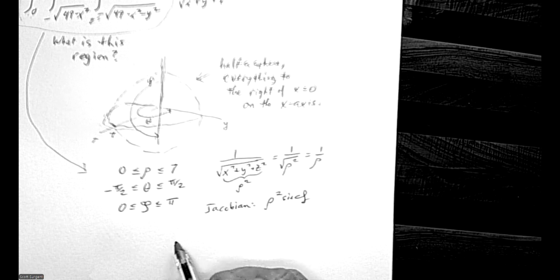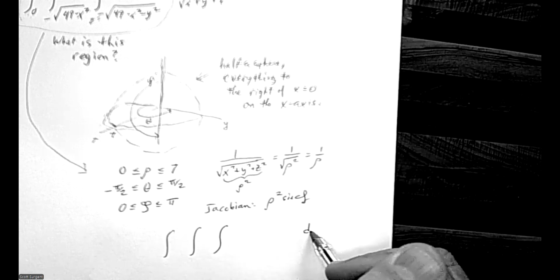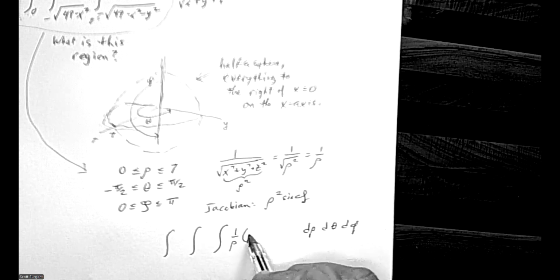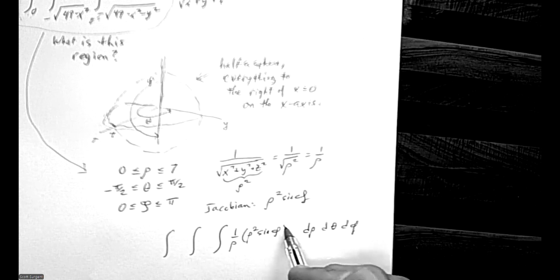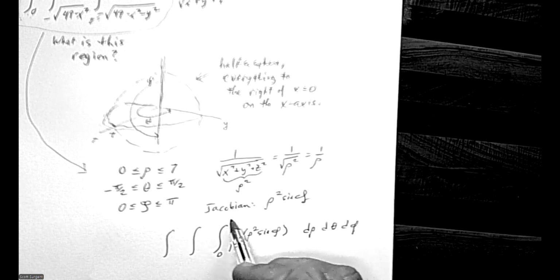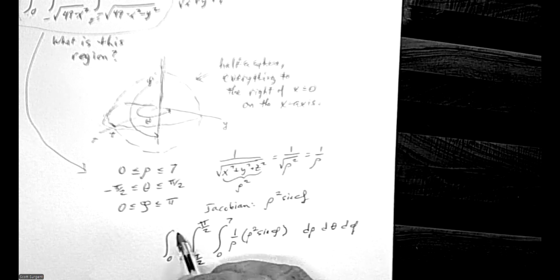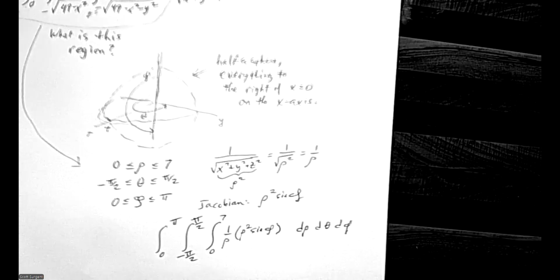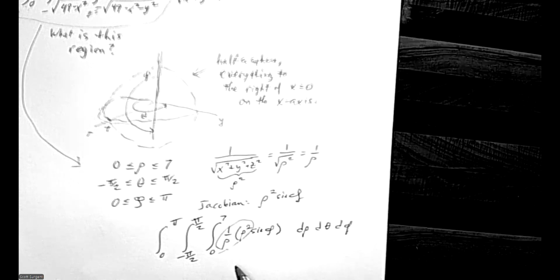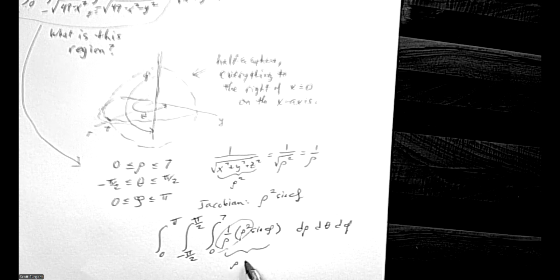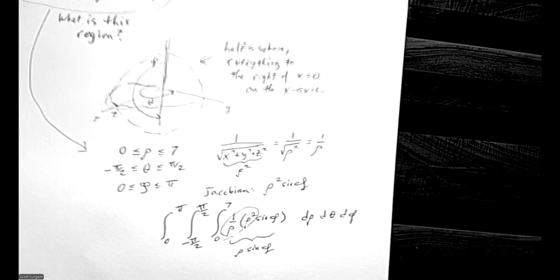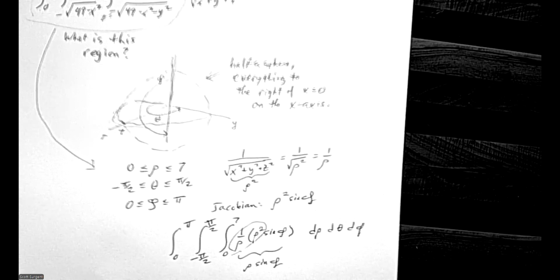And so when I piece it all together, there's a d rho d theta d phi integral. It's going to be 1 over rho times rho squared sine phi. And the bounds would just be 0 to 7, negative pi halves to pi halves, 0 to pi. And then, of course, you can simplify this even a little bit, I'm sorry, rho sine phi. Okay. That's the setup. Does that make sense?